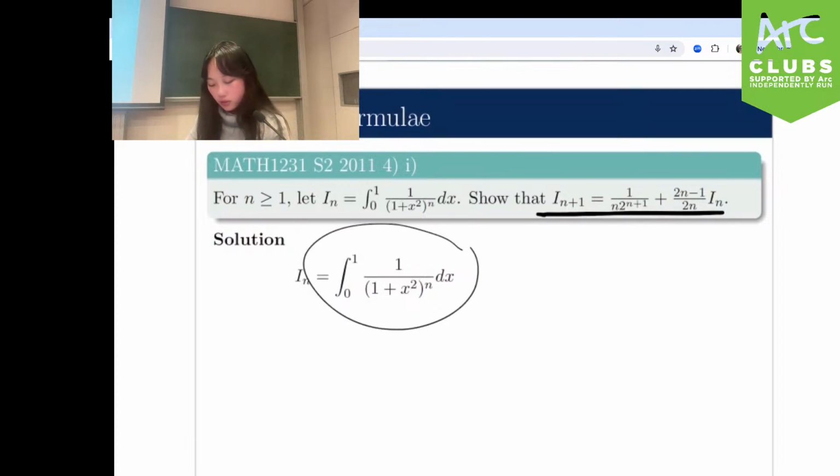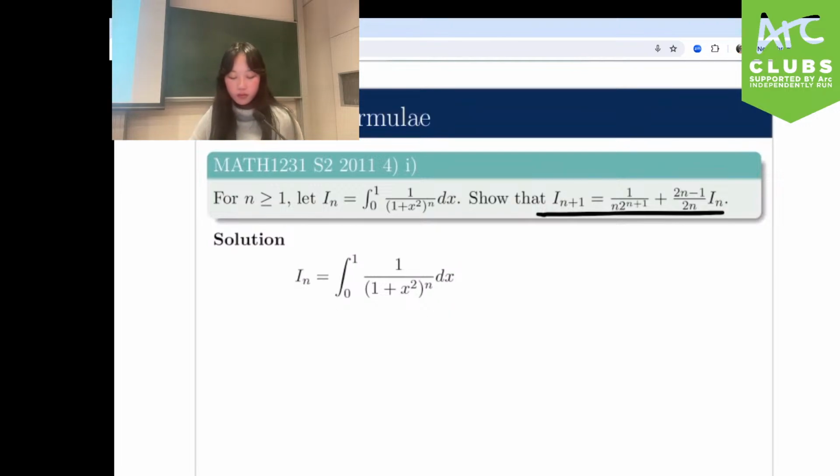Okay, so let's get started. Often, you'll start with the thing that's on the left-hand side and move towards the thing that's on the right-hand side. However, here, you're starting with something which is on the right-hand side. You're starting with I sub n. And I'll explain why we do that in a second.